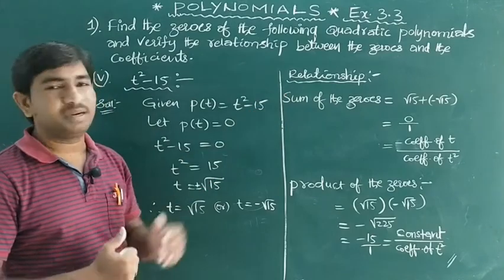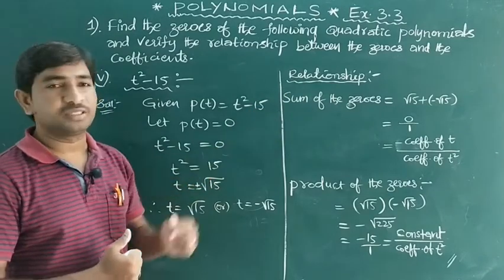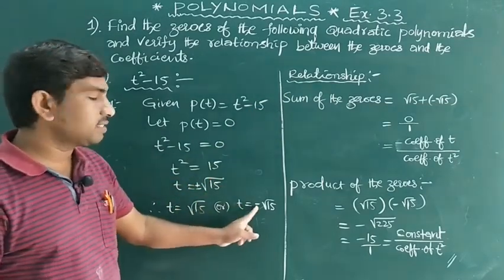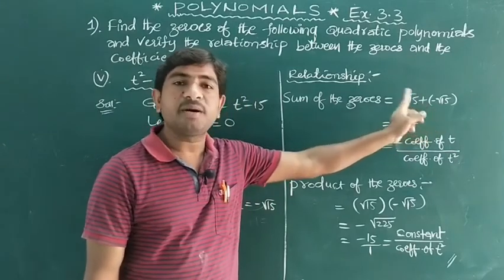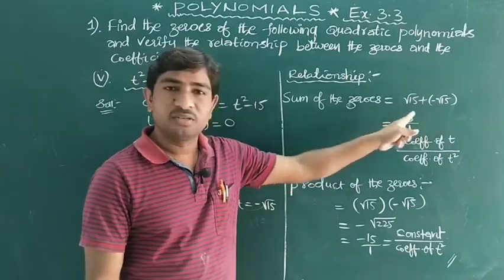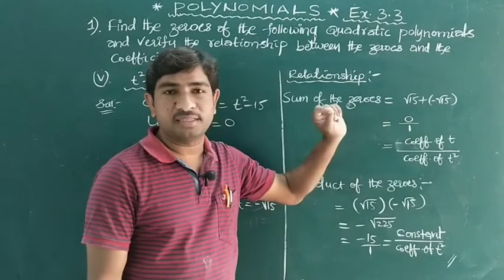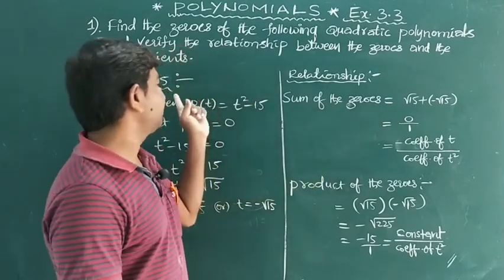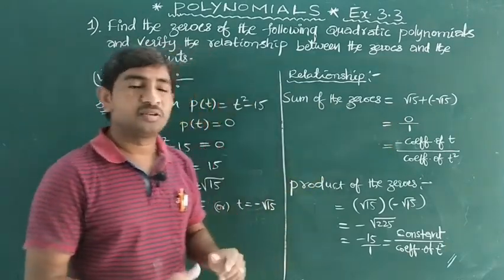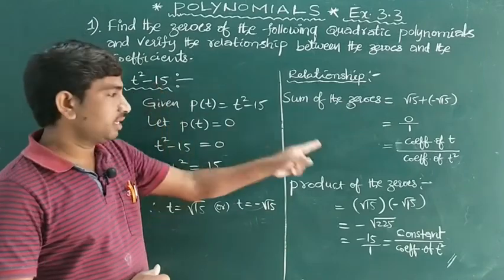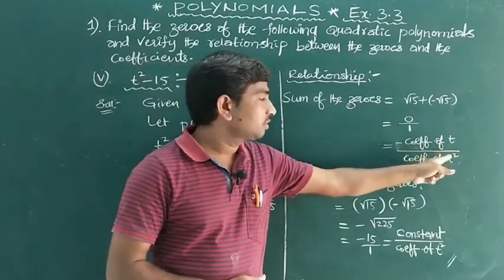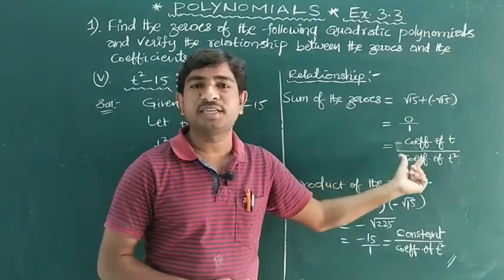Now the relationship between the zeros and coefficients. Sum of the zeros is equal to root 15 plus minus root 15. The sum of these two is equal to 0. So 0 can be written as 0 by 1 also. Why? Because to get the relationship, the t term is not there here. The coefficient of t is 0, and 1 is the coefficient of t square.